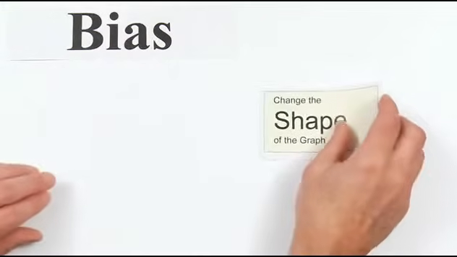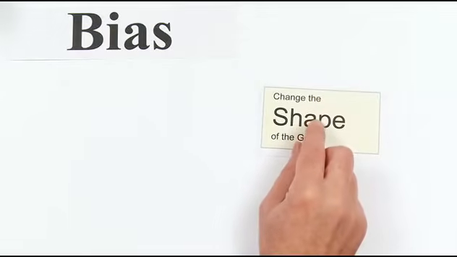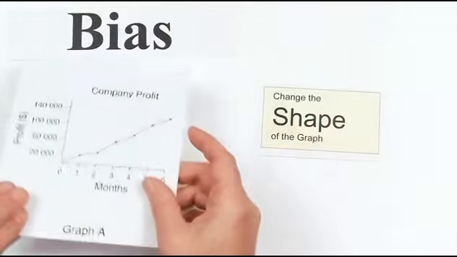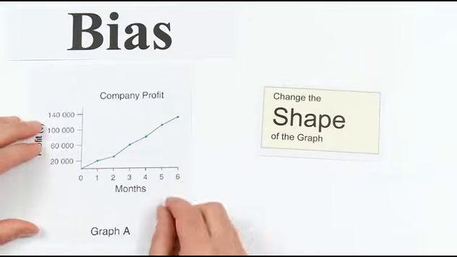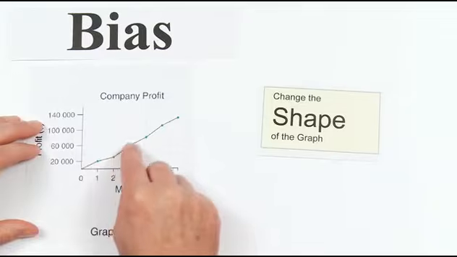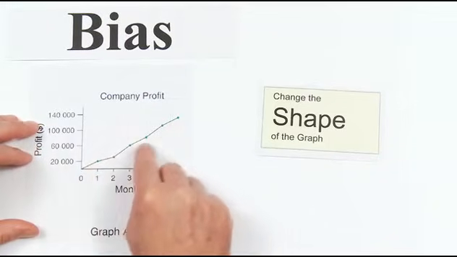But there are lots of data strategies that are very fair game. One of them is to change the shape of the graph. Take a look at this. Take a look at these two graphs. Here's one. It's showing the company's profit, all right, how it's going up. It's a very good story.